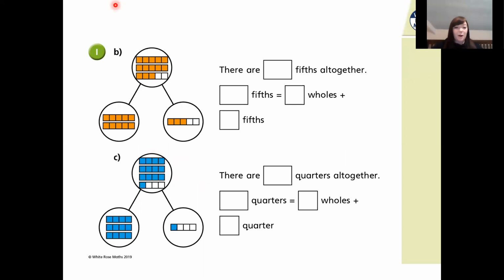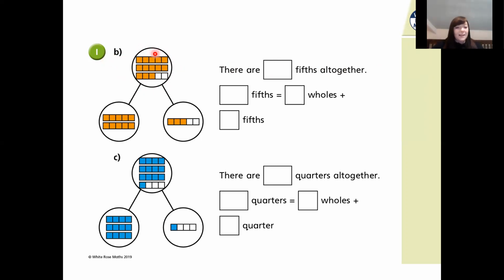Same again. We have our part wholes. This is showing how many fifths there are altogether. Now we know they're fifths because each bar is split into 5 parts. So that's split into fifths. So all you have to do is count up how many are shaded here. How many fifths are there altogether? Good. So 5, 10, 11, 12, 13. There are 13 fifths altogether. So you would write 13 in this box here.